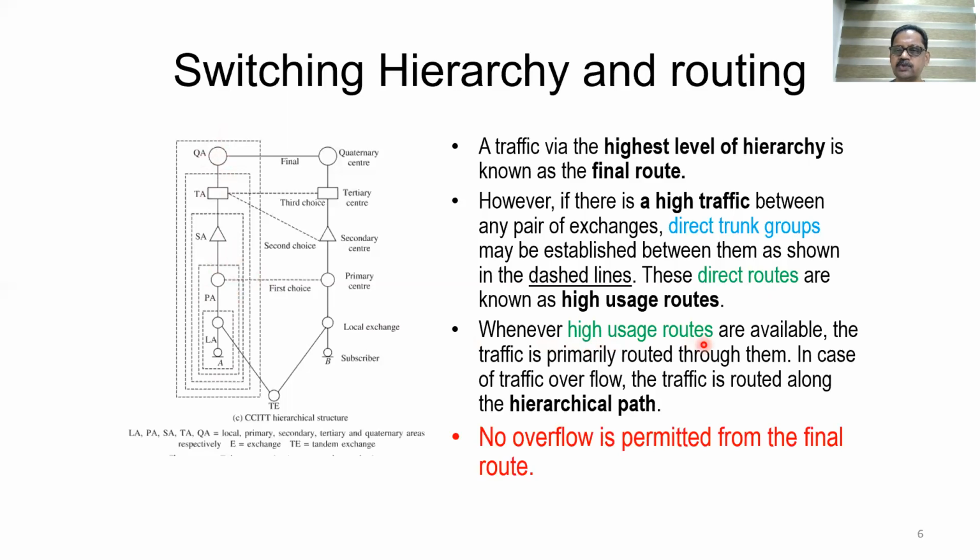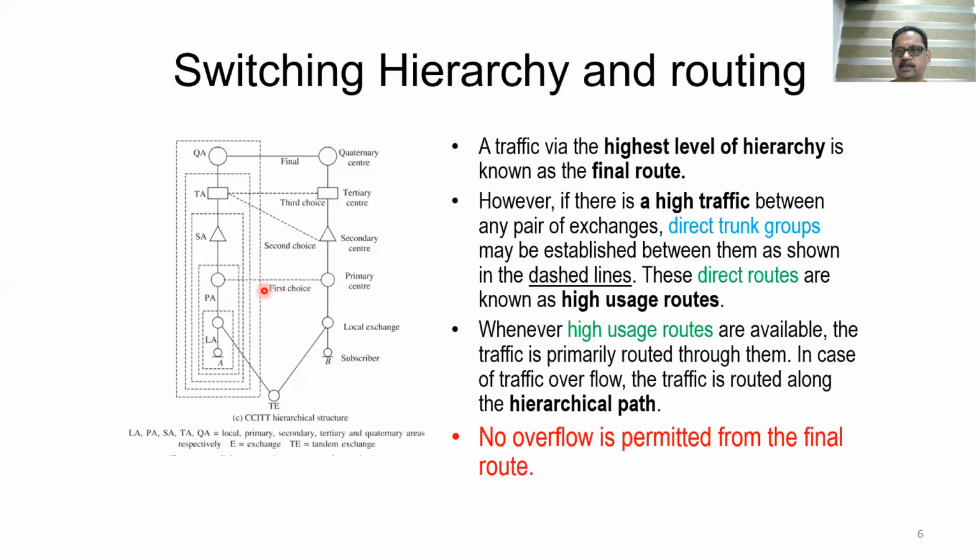These routes are known as high usage routes, where traffic is more. Whenever high usage routes are available, the traffic is primarily routed through them. In case of traffic overflow, the traffic is routed along the hierarchical path. Suppose as long as the number of trunks or lines available between this primary center and this primary center are sufficient to meet the traffic requirement from this area to this area, this is the preferred one. So in this path only it will go.